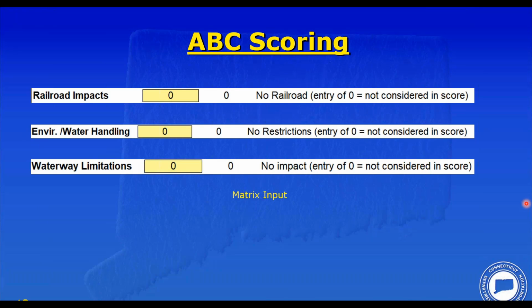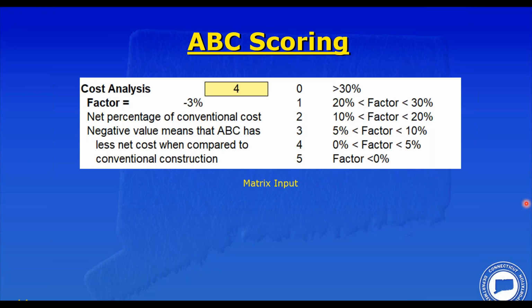As Tim mentioned, there are 3 factors in the scoring that, if they're not applicable, the spreadsheet adjusts for, so they don't get counted in the total score. This includes railroad impacts, environmental and water handling, and waterway limitations. Again, we don't have waterways and we don't have significant environmental effects because we have pavement under the bridge, and there's no railroad. So these are all scored 0. So let's look at the cost analysis.